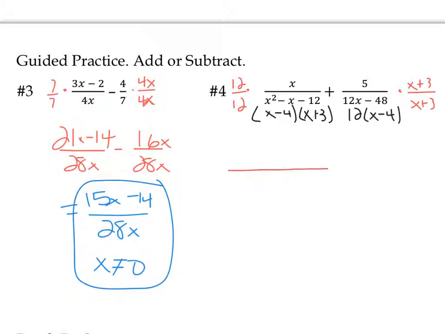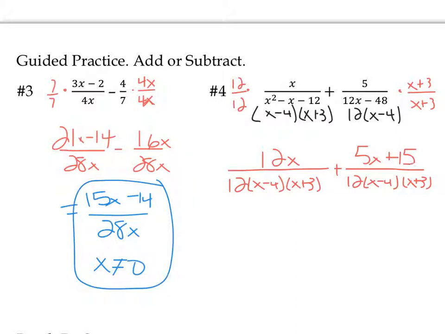Now my denominators are going to be 12, x minus 4, x plus 3. That's my first fraction. Plus, in my second fraction, we have 12 times x minus 4 times x plus 3. What do you know? They're the same. So now my first fraction, 12 times x, I get 12x in the numerator. Second one, I get 5x plus 15, right? And so now I can add my two numerators, and I get 17x plus 15 over 12 times x minus 4 times x plus 3.